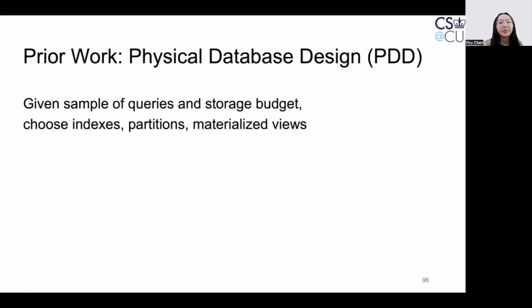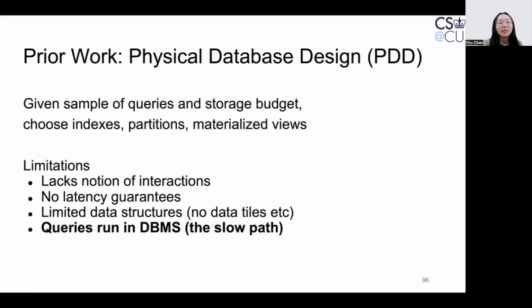The alternative way you could try to solve this problem today in a database is to cast it as a physical database design problem: given samples of queries and a storage budget, choose indexes, partitions, and materialized views to minimize overall cost. However, it has limitations. It lacks a notion of interactions and there is no interaction latency guarantee. There are limited data structures, with no data tile or visualization-specific data structures in the database at all. And in the end, it runs in the DBMS, which is a slow path to communicate.